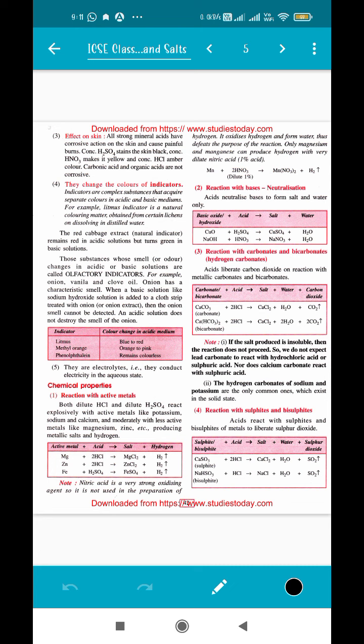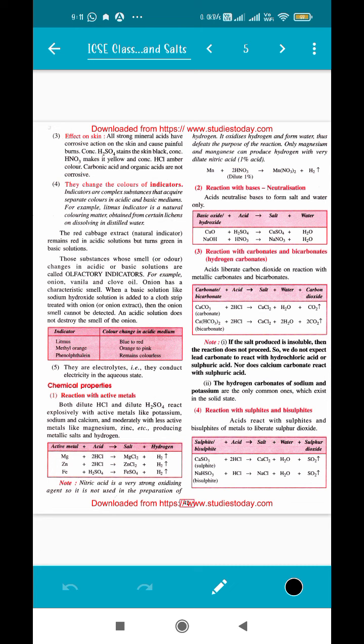Next, there are also many other indicators such as red cabbage juice. I think we all have seen red cabbage, if we have not consumed it. It is cabbage, but it is reddish or pinkish in color. So that is also a natural indicator. It remains red in acidic solution, but when we put base, it will change its color to green. So this is also a natural indicator.